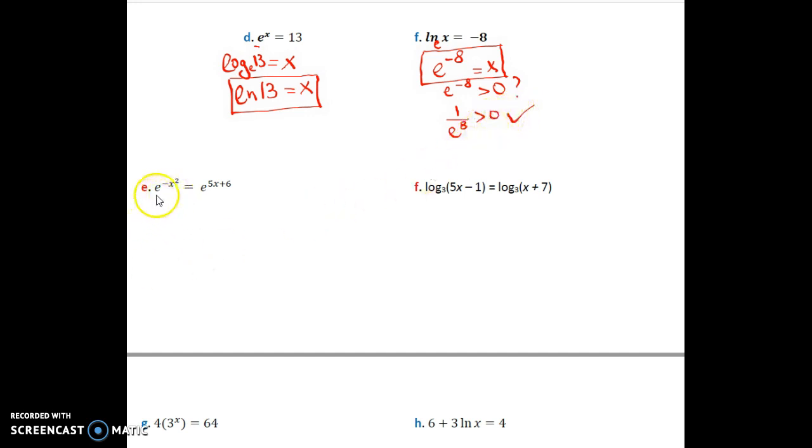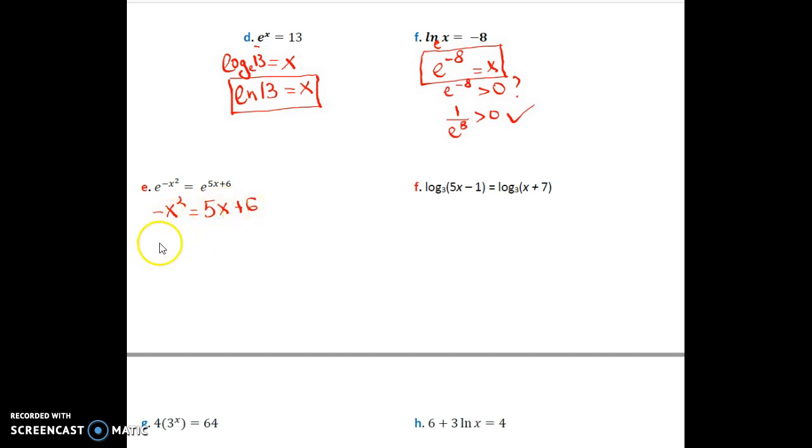For the next problem, we have e to the -x squared is equal to e to the 5x plus 6. We do have the same basis, so just like before, we are allowed to drop those bases. The only way that these would be equal to one another is if their exponents were equal. -x squared is equal to 5x plus 6.